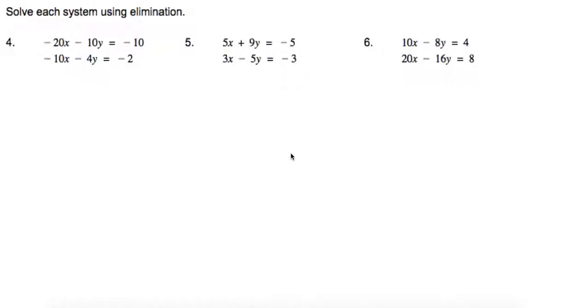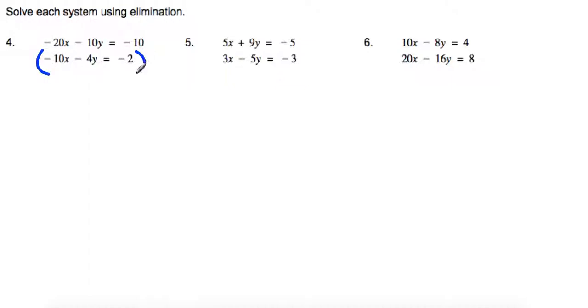The other method we have for solving these systems of equations is elimination. Elimination is where we combine the two equations, and our goal is to eliminate or cancel out one of the variables. So as we're looking at this first one, I have negative 20x and negative 10x. What I would really like, if I have negative 20x here, is to have positive 20x here. So we just need to do a little manipulation to get that to happen.